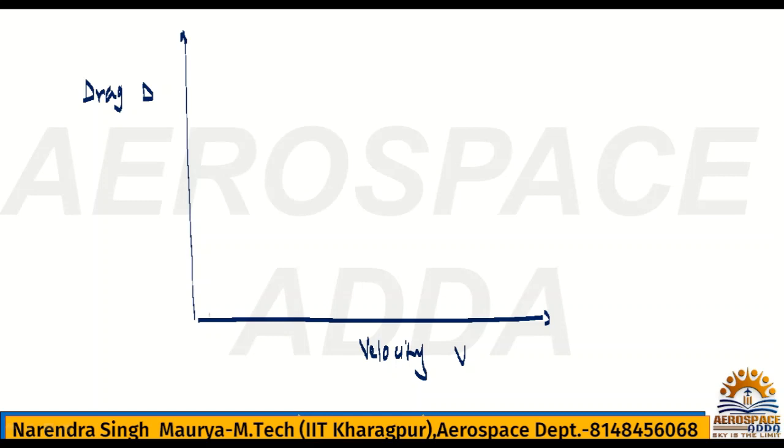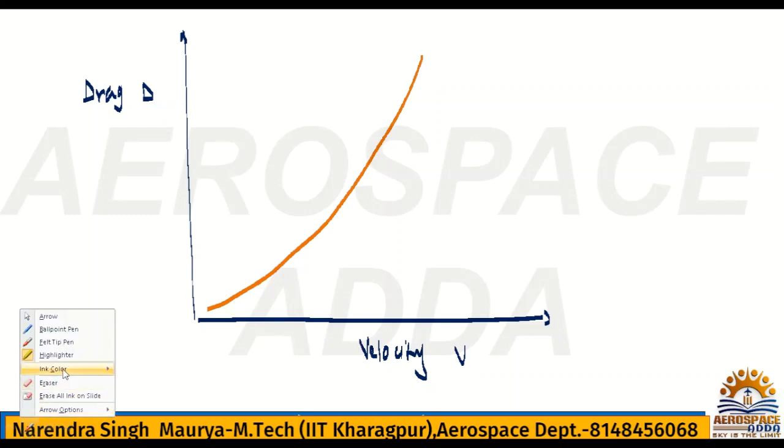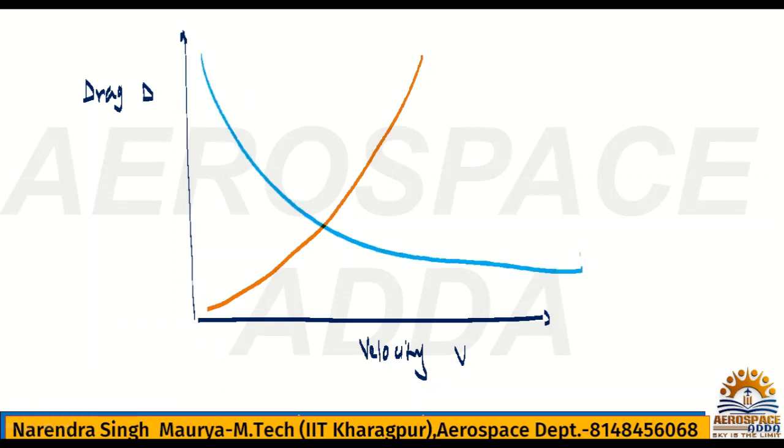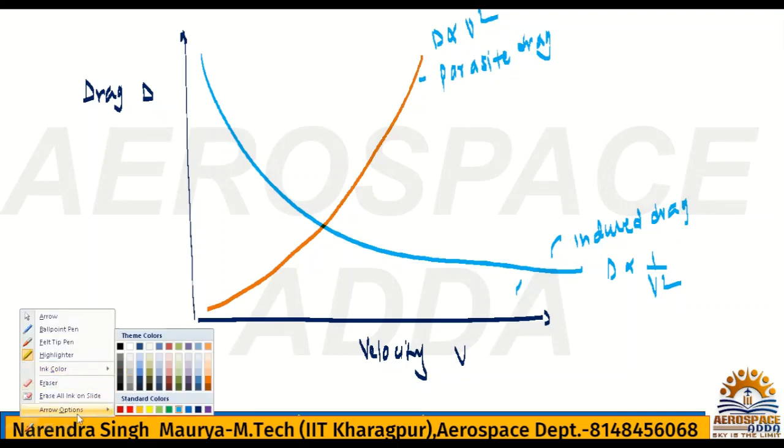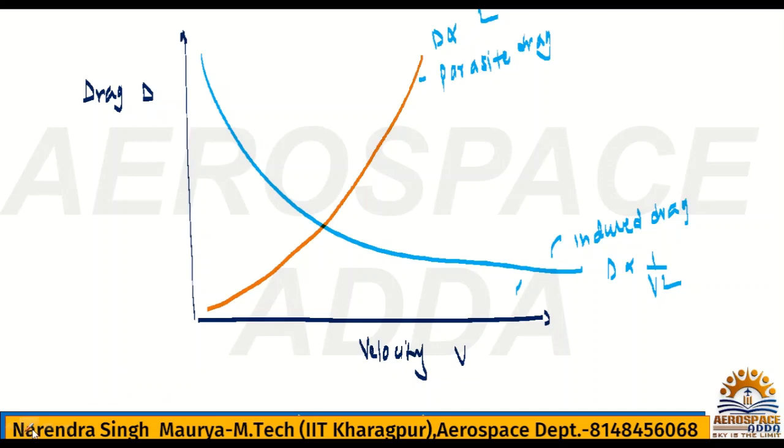We have parasite drag. In parasite drag, drag is directly proportional to velocity square. And where is the induced drag? Induced drag will be somewhat here. This is the induced drag, where drag is inversely proportional to velocity square, and this is the parasite drag, where drag is directly proportional to velocity square.